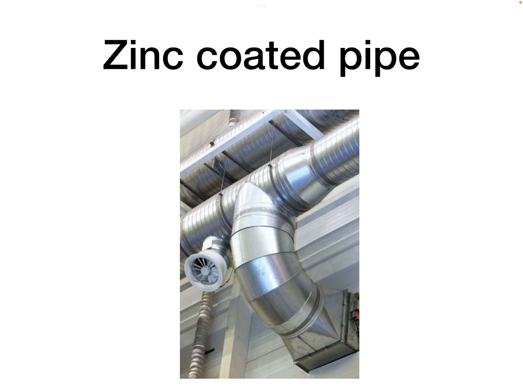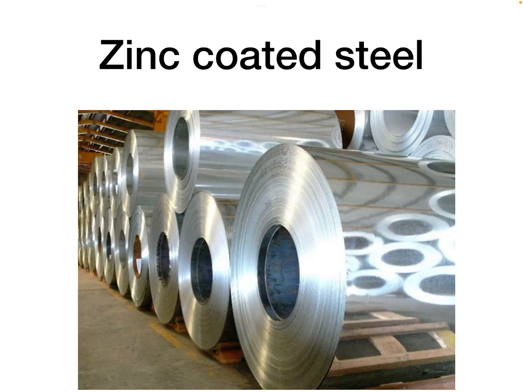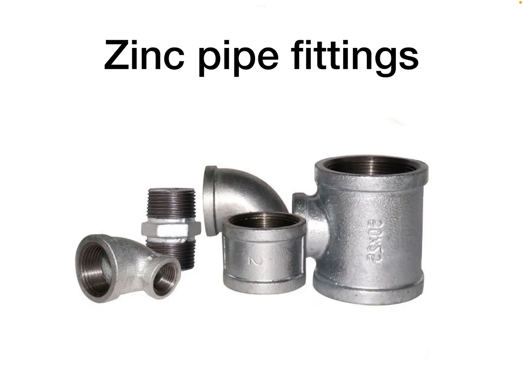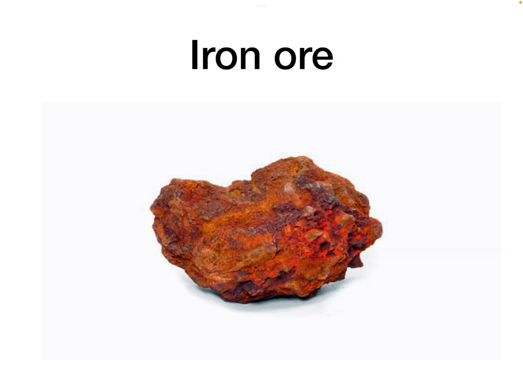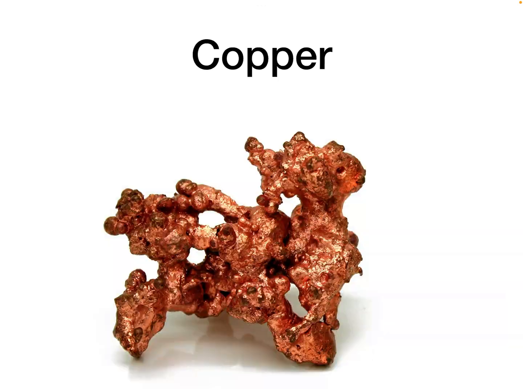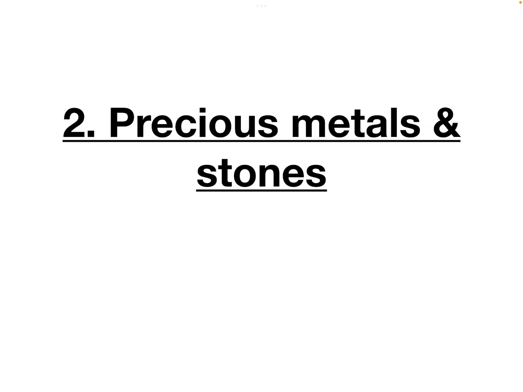They use it for zinc-coated piping. Think of a lot of restaurants and those kind of food factories and stuff like that. Zinc-coated steel, pipe fittings. Okay, so they're the metal ores. The metal ores that we get from rocks are iron ore, copper, lead and zinc. Okay, we also get these from rocks.